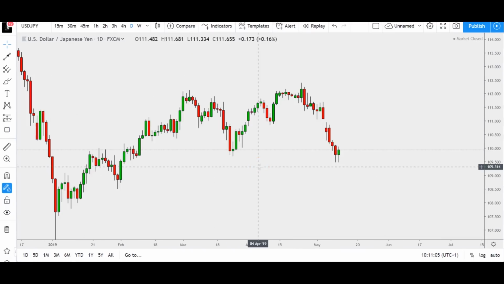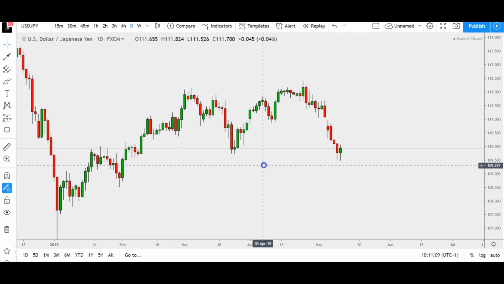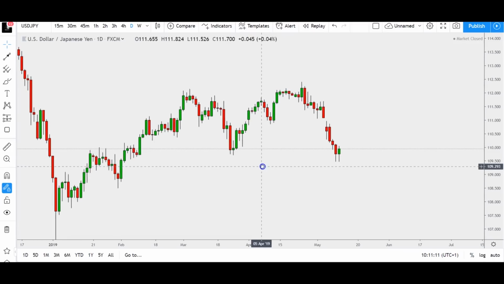The next pair I'd like to focus my attention on is USD JPY. Now, this pair has been performing pretty well over the last month or so. We had a phase in the market where price was just moving sideways and creating what we would call a distribution phase in the market.